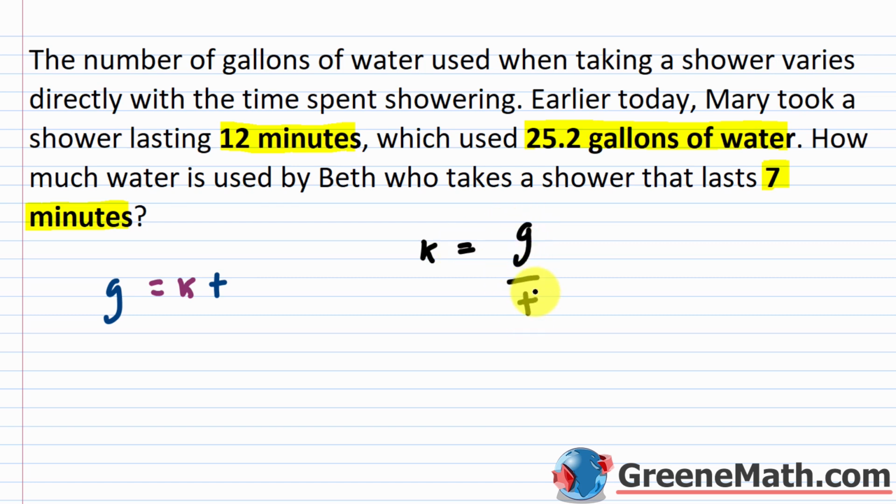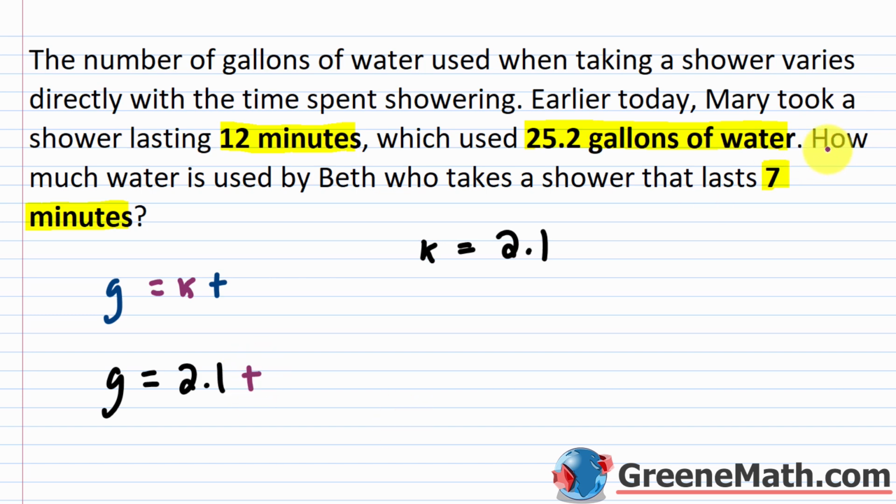And then you just plug in the initial information. It says earlier today, Mary took a shower lasting 12 minutes. So the time, you're going to replace that with 12, which used 25.2 gallons of water. So you replace the g with 25.2. Once you've done that, you punch this into the calculator, and I get 2.1. What this tells me is that this shower head is going to flow at a constant rate of 2.1 gallons per minute. I'm not going to worry about any units right now. I'm just going to plug this in for k and update the model. So g is equal to 2.1, my constant of variation, times my t.